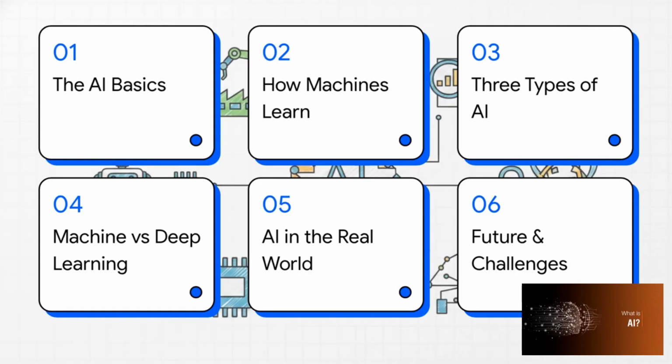Okay, here is our roadmap for today. First, the AI basics. Second, how machines learn. Third, the 3 types of AI. Fourth, machine versus deep learning. Fifth, AI in the real world. And finally, number 6, the future and challenges.